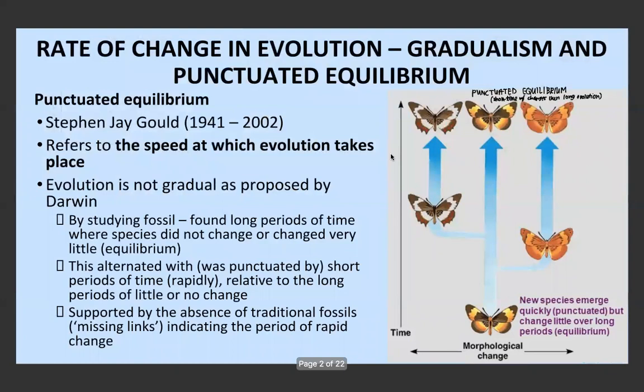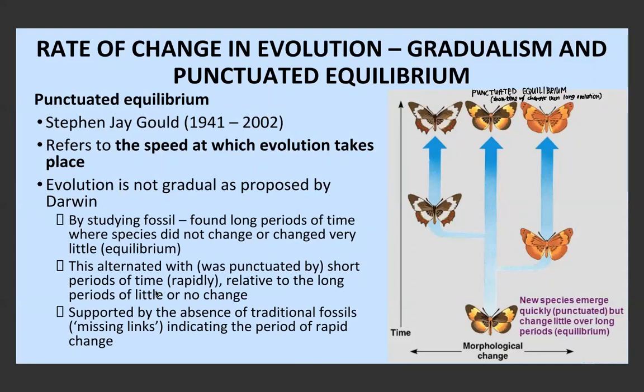So then the second hypothesis is punctuated equilibrium. Stephen Jay Gould put this hypothesis forward. What he said is that evolution is not gradual, but it happens where there's a period of sudden rapid change and then a period of very little change. So he studied the fossil links and he found long periods of time where species didn't change or they changed very little. This is the equilibrium part of punctuated equilibrium.